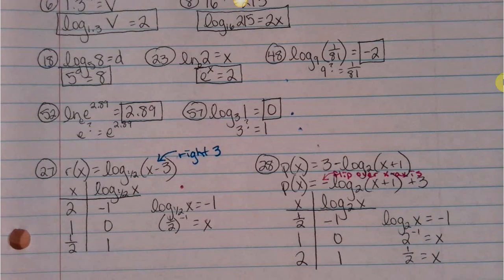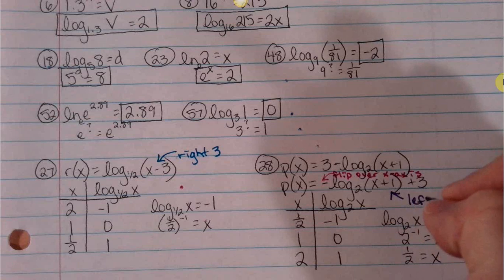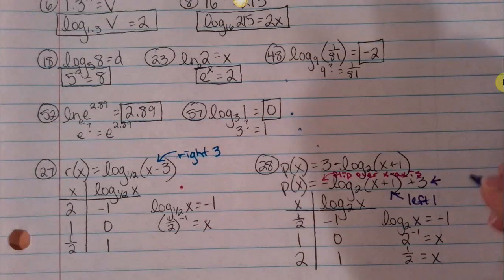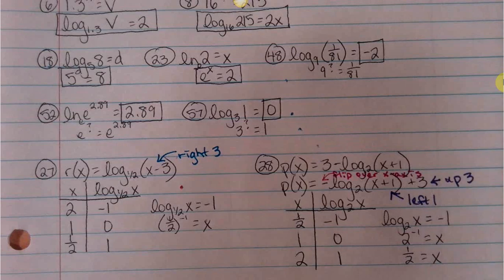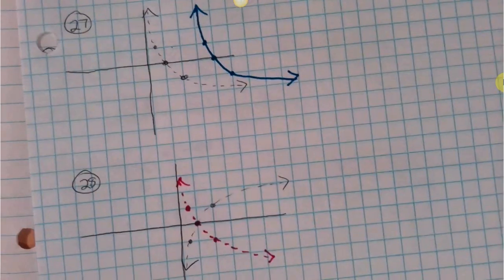And then the other transformations that we need to take care of here are the +1 inside the parentheses and then the +3 on the end. So since the 1 is inside the parentheses, that tells us to move to the left 1, and then the +3, since that's outside the parentheses, tells us to move up 3. So I'm going to take all of my points from the pink graph and shift them left 1, up 3.